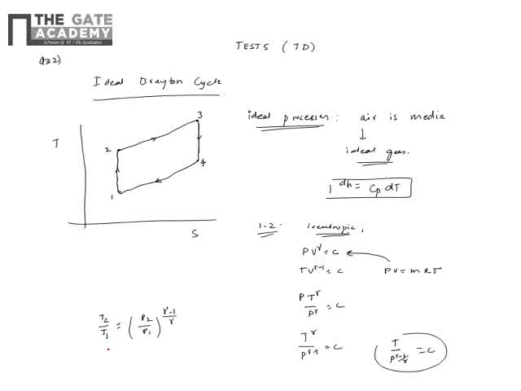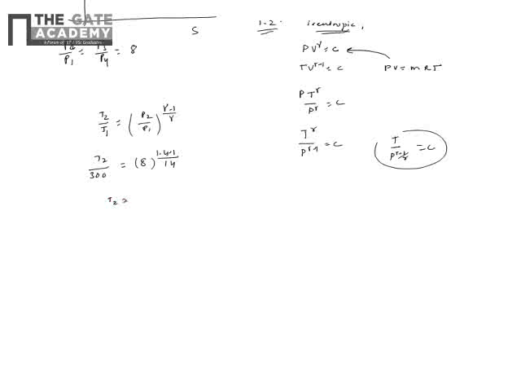Now the pressure ratio is something we know. P2 by P1, which is the same as P3 by P4, is 8. So this will be quite useful. T1, the gas temperature at the compressor inlet, is 300, and T2 is what I need to find. The pressure ratio is 8, and gamma is 1.4, the specific heat ratio Cp by Cv. From this you will easily get T2, which is 543.43 Kelvin. So T2 I know.